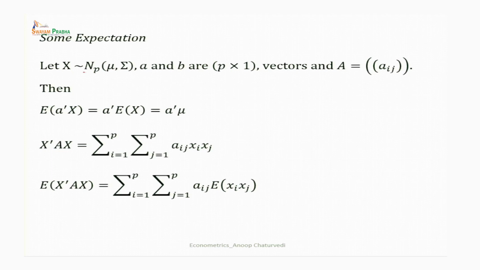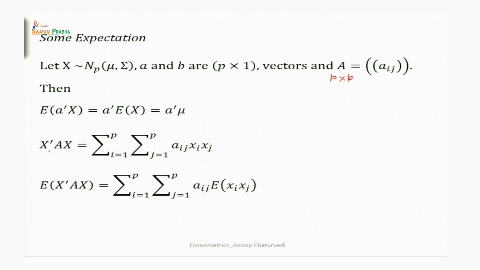Now, we obtain some expectations which we will require in this course. Suppose x follows a multivariate normal distribution with mean vector mu and variance covariance matrix sigma. a and b are two p cross 1 vectors, and capital A is a p cross p matrix which has the ijth element a i j. Then expectation of a transpose x is obviously equal to a transpose expectation of x, and expectation of x is equal to mu. So, you get a transpose mu.